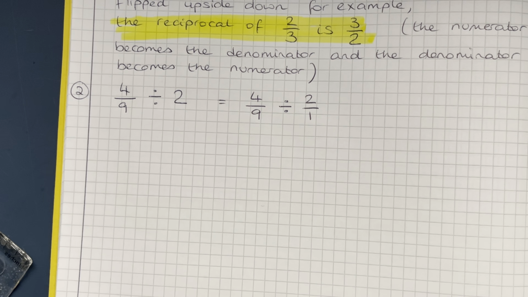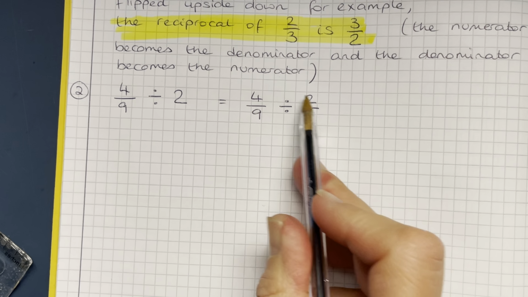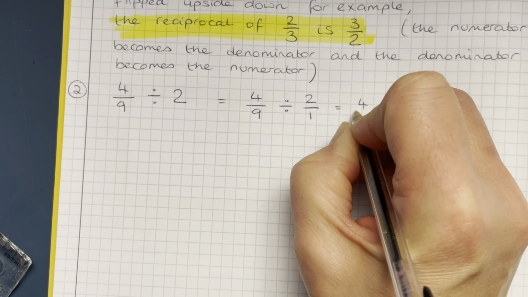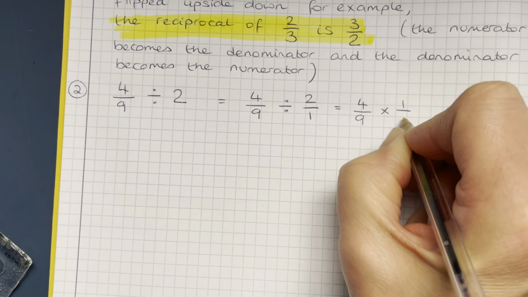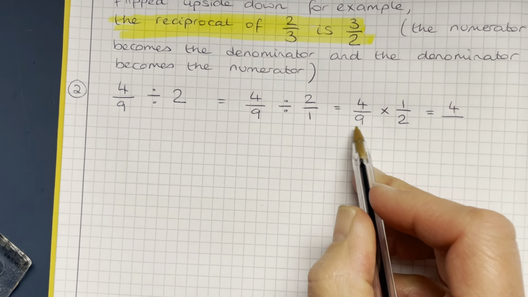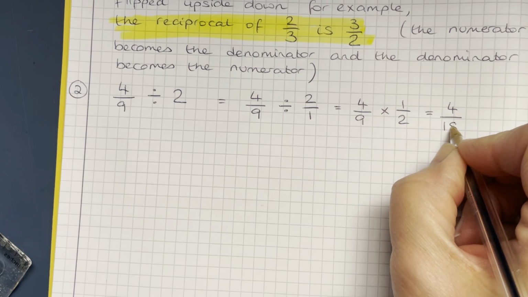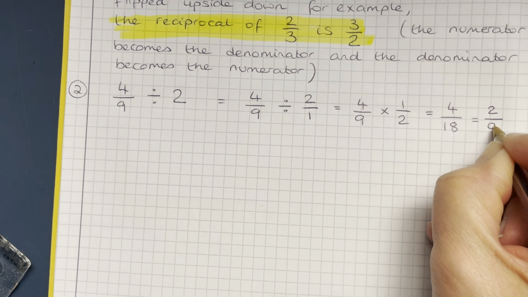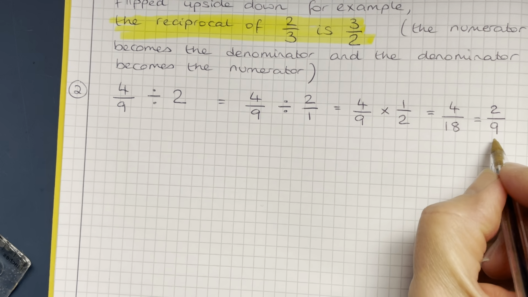Let's look at what I wrote. I know from our previous example that I can turn this into a multiplication, and I've got another definition I need to write down. But we know that dividing by 2 is the same as halving. We've worked that out already. So I can say that 4/9 is the same as multiplying by 1/2. I'm going to get 4 multiplied by 1 is 4. 9 multiplied by 2 is 18. And then I can simplify that down using equivalent fractions. I can divide the numerator and the denominator by 2 to give me 2/9.